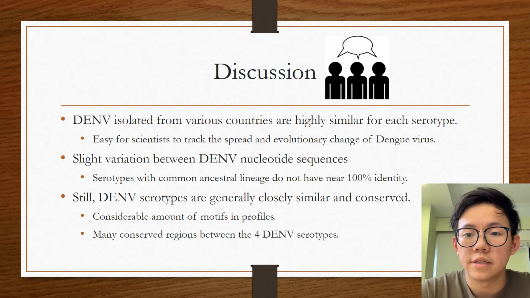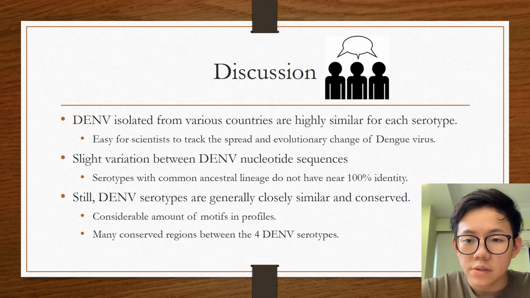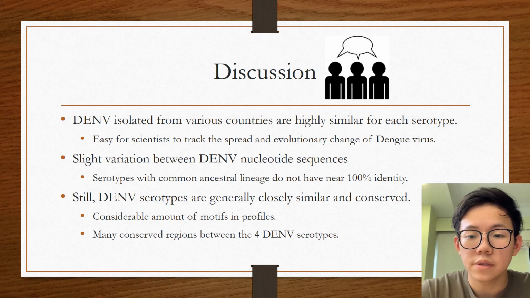Our BLAST results indicate that DENV isolated from various countries still retains similarity for each serotype, making it easy for scientists to track the spread and evolutionary change of dengue virus globally. We conducted multiple sequence alignment and received a significant amount of conserved regions depicted by the asterisks. But there were also regions in the serotypes with common ancestral lineage which did not have near 100% identity. However, DENV serotypes are considered closely similar and conserved. From the ScanProSite results, we were able to find a considerable amount of motifs in profiles of the 4 serotypes. And from the multiple sequence alignment results, we found many conserved regions between the 4 DENV serotypes.